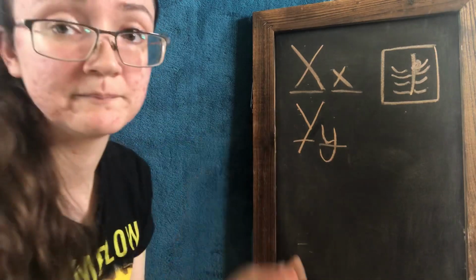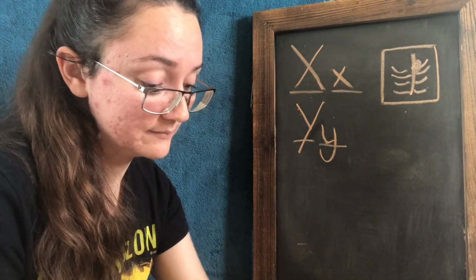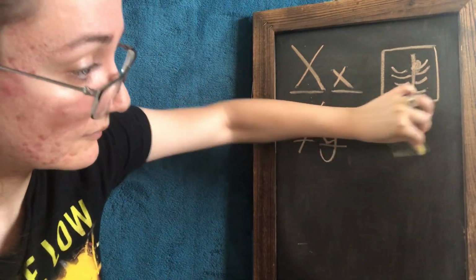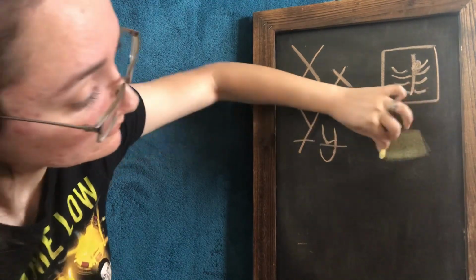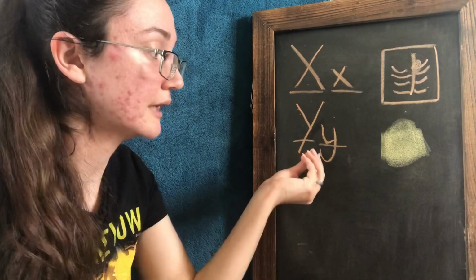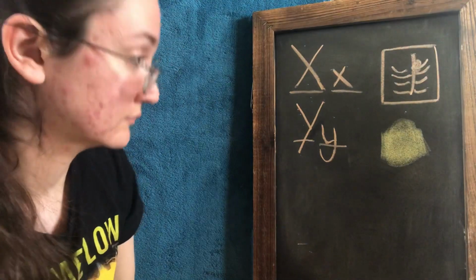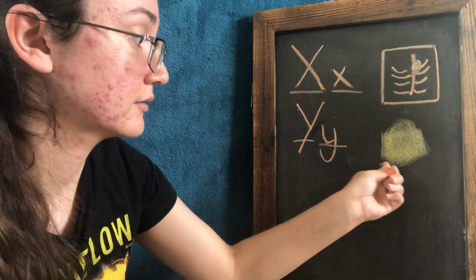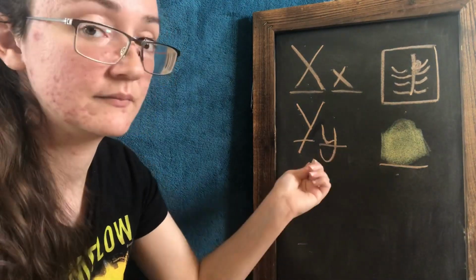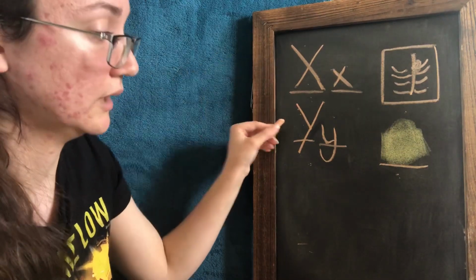Okay. Y. What starts with Y? Yellow. I do have yellow. This is yellow. Y, yellow. And yellow starts with Y. Connections made. Okay. X, Y, Z.